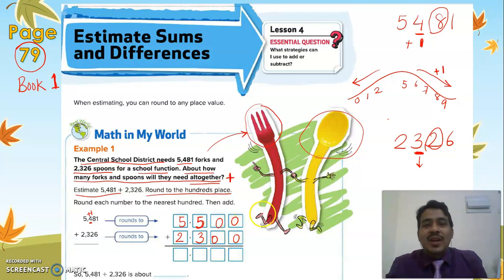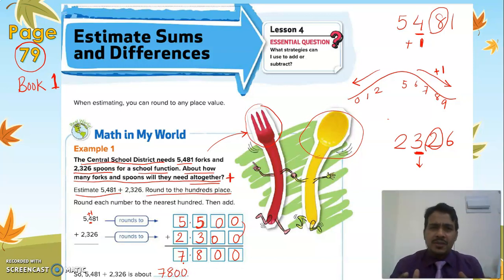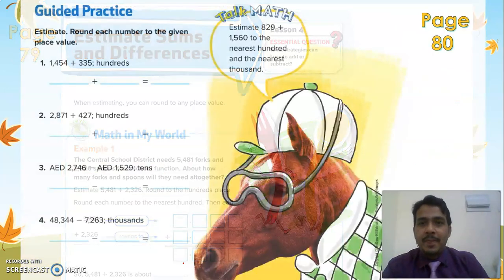Now if you add this, it is very easy. 0 plus 0, 0. 5 plus 3, 8. And 5 plus 2, 7. So the answer is about 7,800. About, approximately, close to 7,800. It is not the exact answer, but it is a very close answer, so that you can say we require 7,800 spoons and forks in our school. Okay, understood? Let's go to the next one.